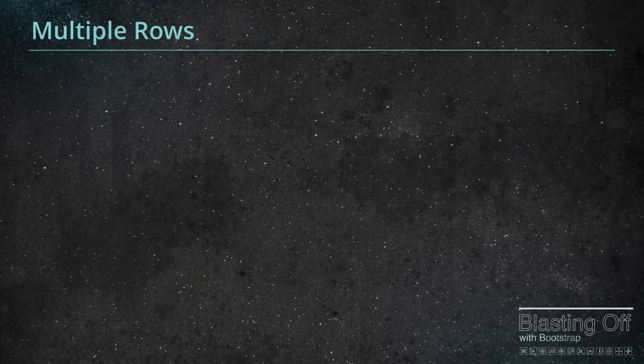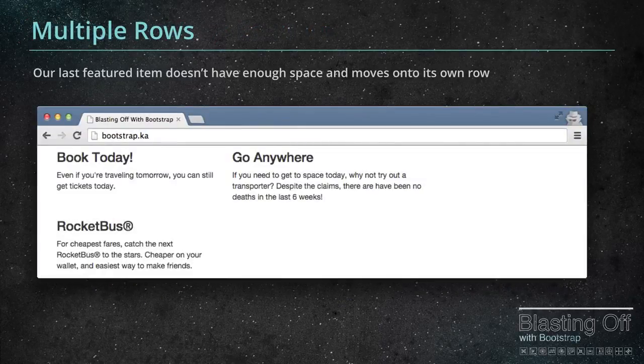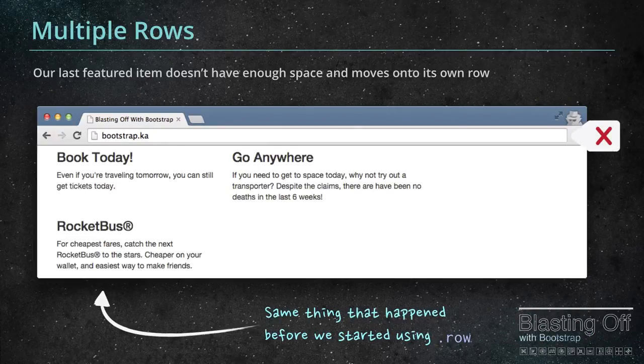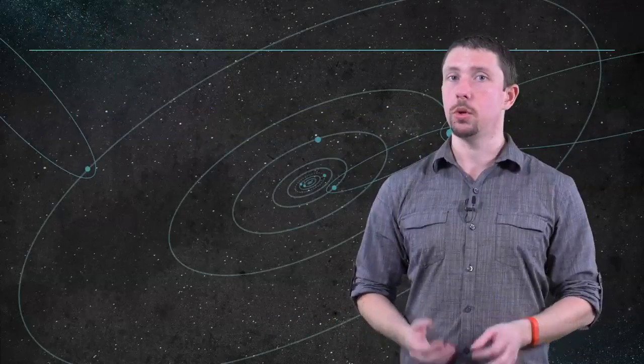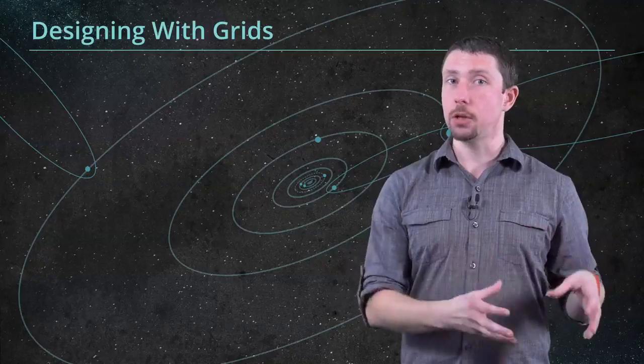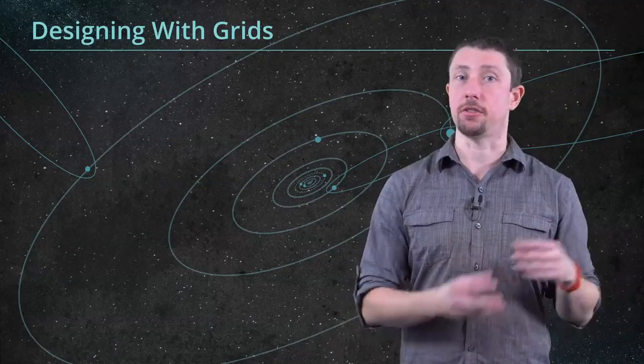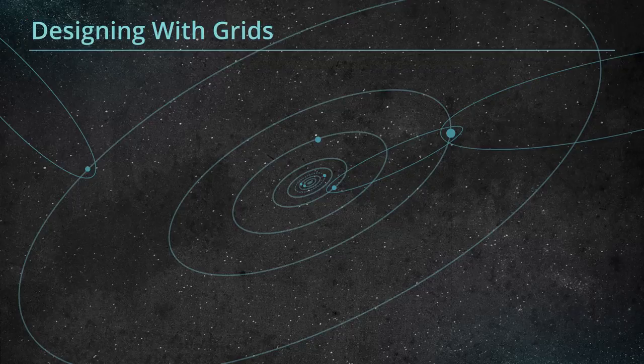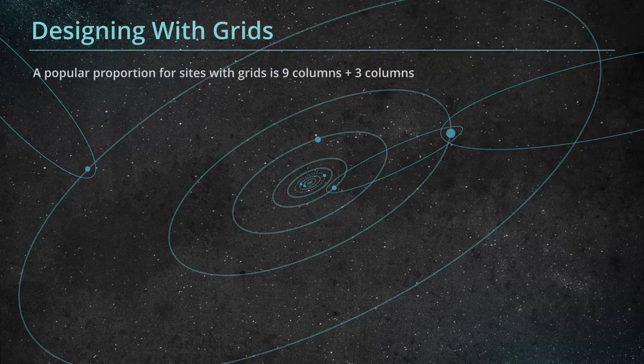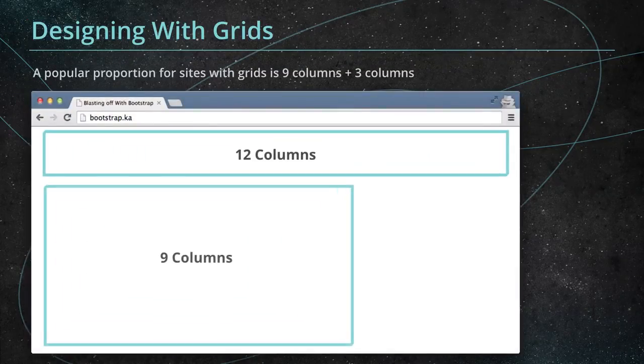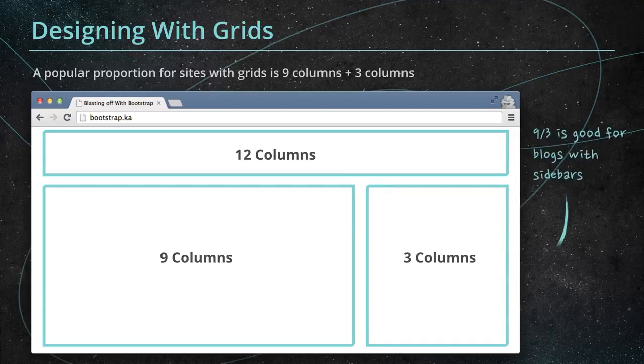If we check this out in the browser, it probably doesn't look like you'd expect. Our rocket bus element didn't have enough space on the first row, so instead it jumped down to the second one. This is very similar to how our page was structured before we started using rows. When designing with grids, we're not limited to elements that span an equal number of columns like 6, 6 and 4, 4, 4. One very popular proportion for sites is 9 columns and 3 columns. So here's what that would look like. You'll see this ratio quite often for blogs that have a sidebar.